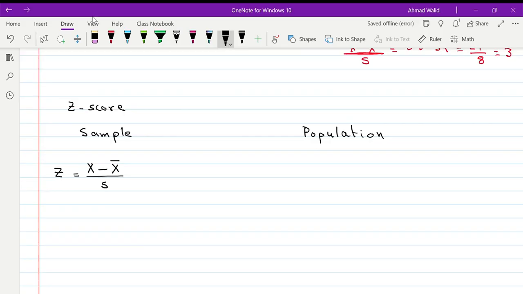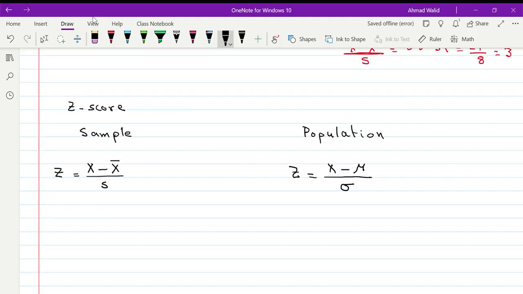Now, if I want to create the same formula for a population, Z equals X, and X is always X, right? Instead of X bar, when you find the mean for a population, you have to use mu. You already know all the notations. Instead of S, we use the lowercase sigma. Some of my students say "canon," it's okay, but it's sigma, lowercase sigma, which represents the standard deviation for a population.